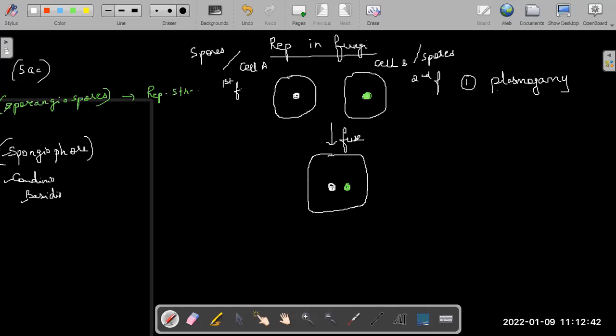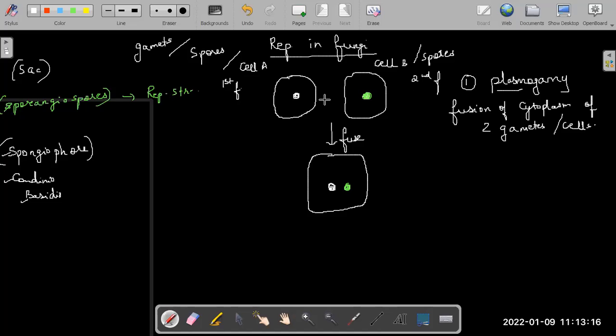Plasmogamy. Now what is plasmogamy? When the cytoplasm of two gametes, so these are spores or cells, or we can also call them the gametes. So plasmogamy is nothing but fusion of the cytoplasm of two gametes, or the two cells, okay? So can you see here? The cytoplasm is fused, and because of which, this first step, plasmogamy, has happened here.